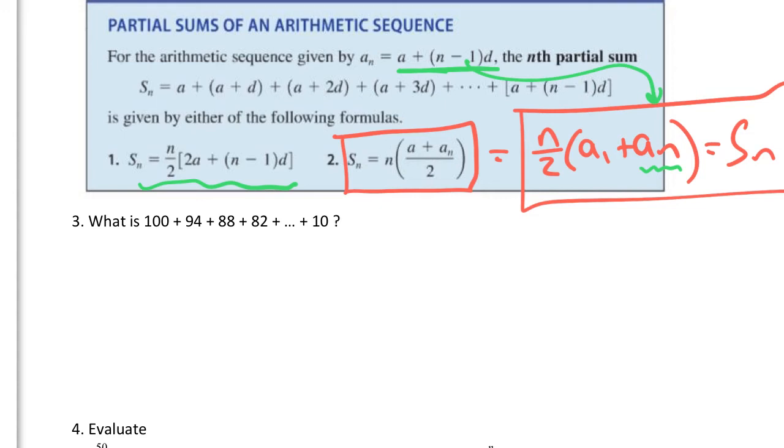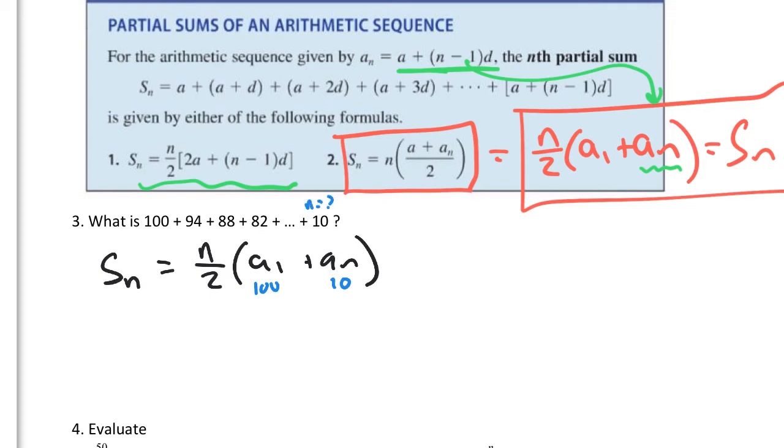Well, it's asking for a sum, so I'm going to use my sum formula. I need n over 2 times a1 plus an. I don't know much here. I don't know how many terms this is. I know the first term is 100, and the last term, the nth term, is 10, but I don't know n. So I have to figure out n.